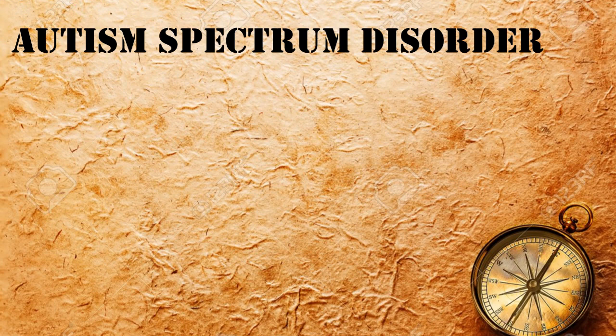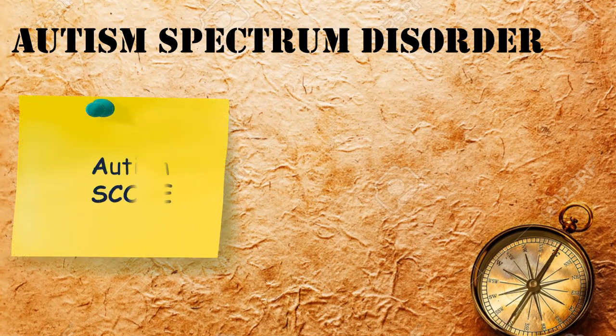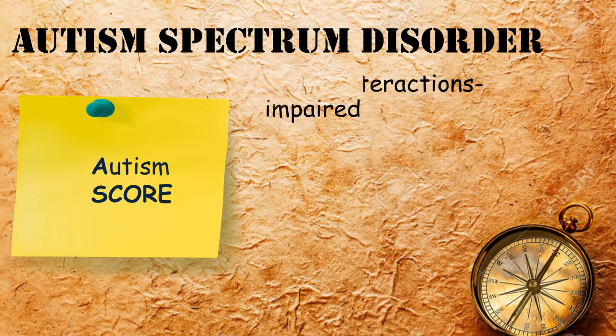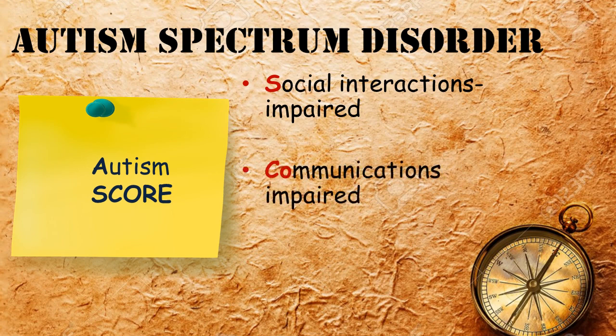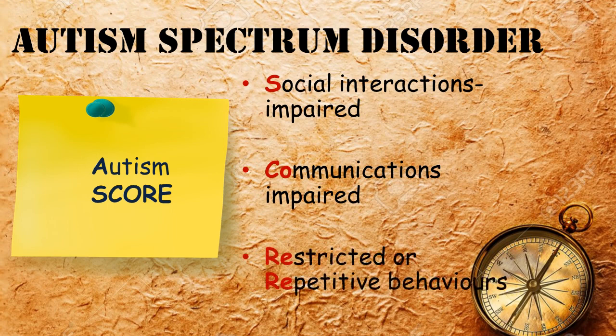And the next condition is autism spectrum disorder, and the mnemonic is autism score. So let's see the symptoms. S is for social interactions impaired, and then CO is for impairment in the communication skills, and then RE is for restricted or repetitive behavior. You can remember as autism score.